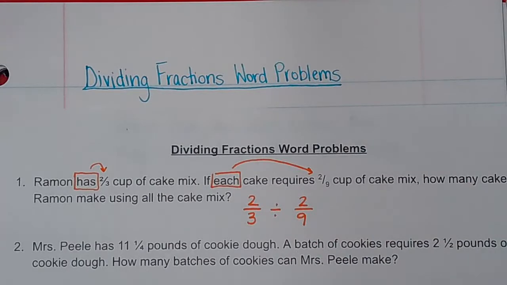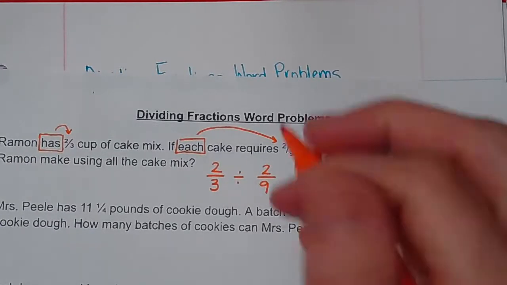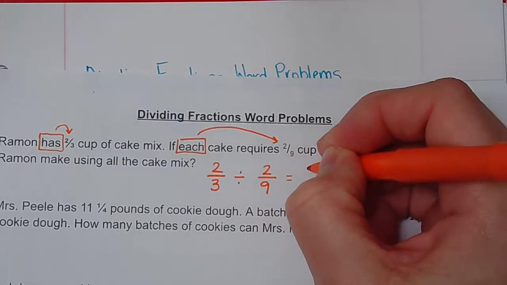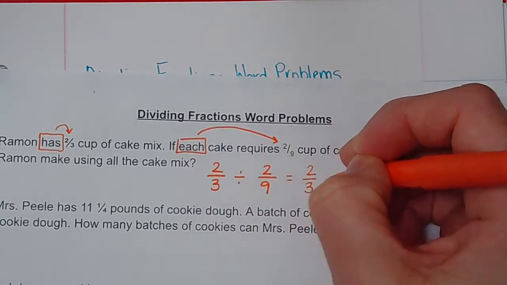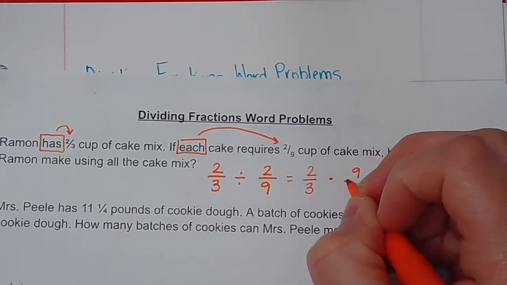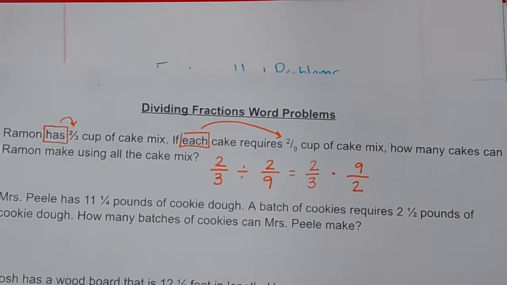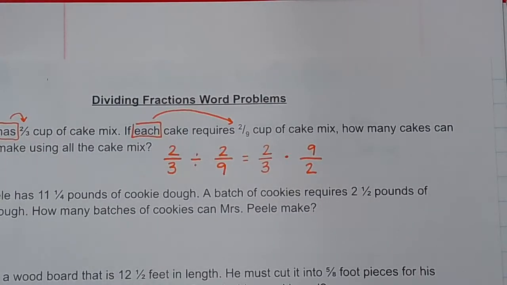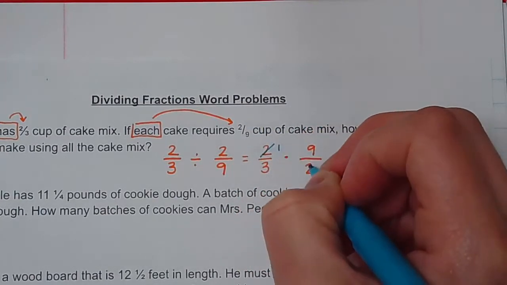Okay, so then once you understand what the order is, then you can just go solve it. Okay, so this one should be pretty straightforward. We've got to keep, change, flip. So I keep 2/3, change the division sign to a multiplication sign, and then you flip 2/9 to 9/2. Okay, I can cross cancel to make life a little bit easier. What goes into 2 and 2? Well, obviously that would be 2. So that would be 1 and 1.